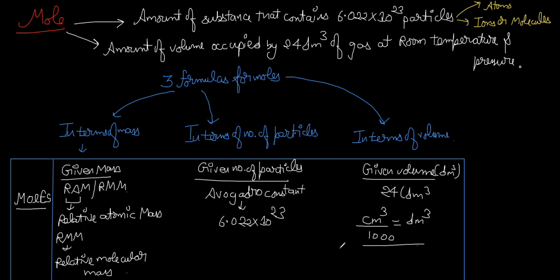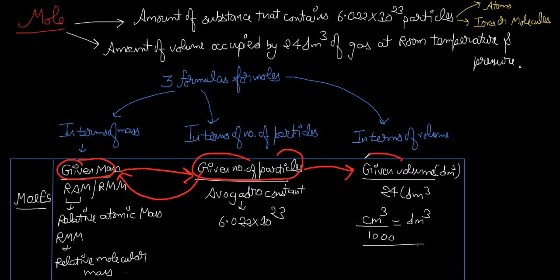Now, to make the questions difficult, they will give you the mass, they can ask you the number of particles, they can give you the number of particles, they can ask you the volume, or they can ask you the given mass. Or they can give you the given volume. Let's say, for example, we do a volume question now.